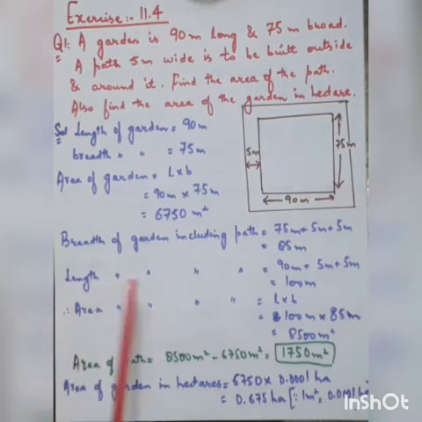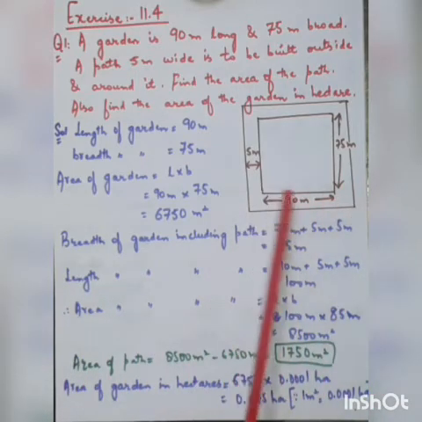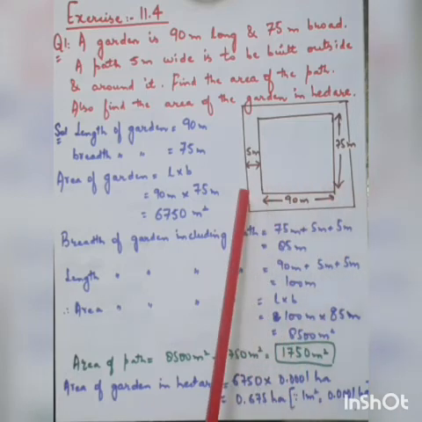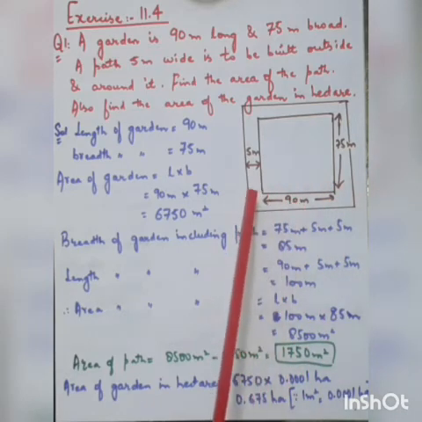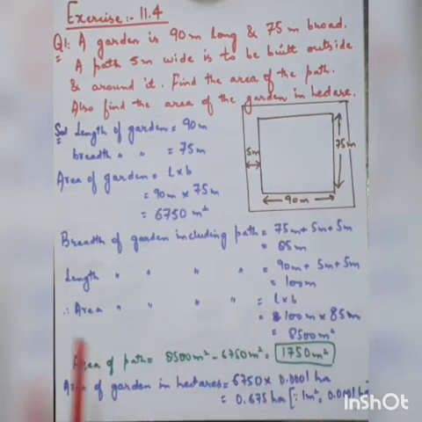Now similarly length of garden including the path. The garden is only this much, and with the path this portion and this portion come. So 90 plus 5 plus 5. So 90 meter plus 5 meter plus 5 meter, that is 100 meters. So length of this whole area is 100 meters. Clear?